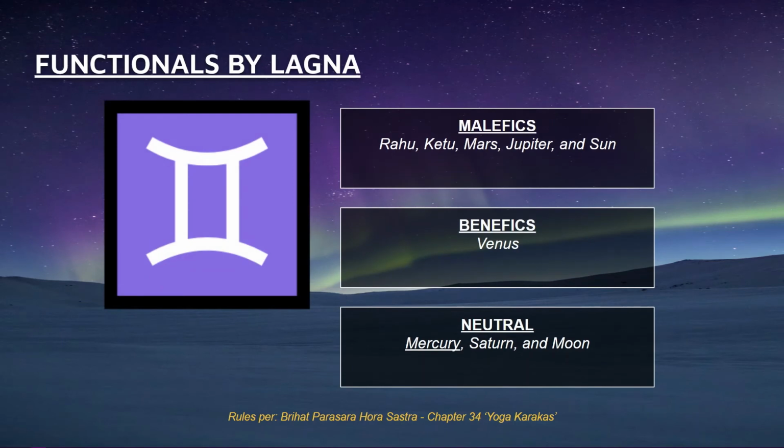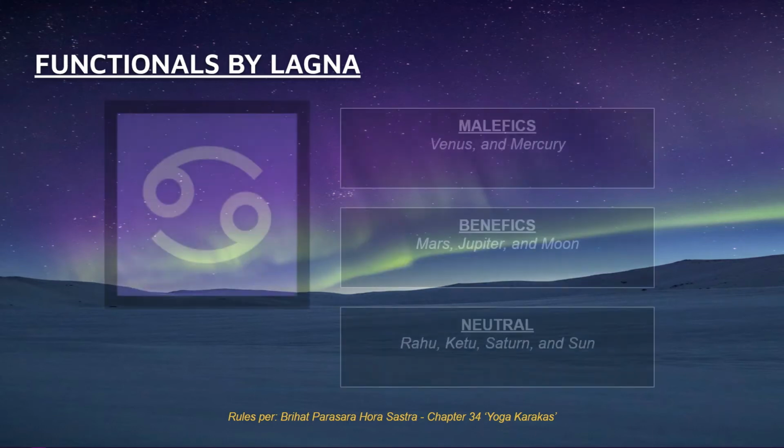Okay, so Gemini Lagnas, the malefic planets are Rahu, Ketu, Mars, Jupiter, and Sun, and benefics are Venus, just Venus in this case. And Mercury, Saturn, and Moon are neutrals. So you wouldn't think that Mercury would be neutral, but it's not fully dominant in a benefic nature with the houses that it's on. So sometimes that happens. Just got to pay attention when you're looking at dynamic charts.